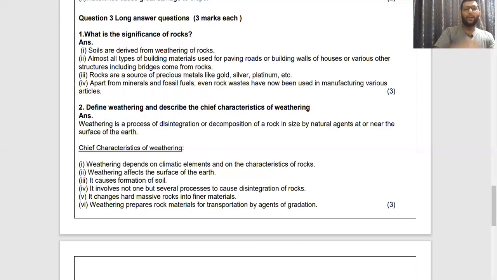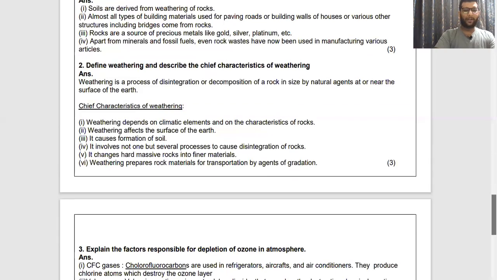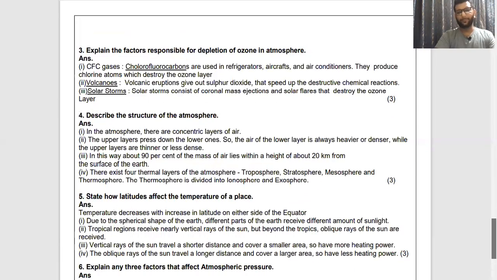And nevertheless, weathering prepares the rock materials for transportation by the agents of gradation like wind, water, even running water, glaciers, any of them. Right? So these are the main chief characteristics of weathering. Of course, even if you write down any three of them, it's okay. We discuss more, but any three or probably four on a higher end is sufficient. All right, so let's move to the next question.